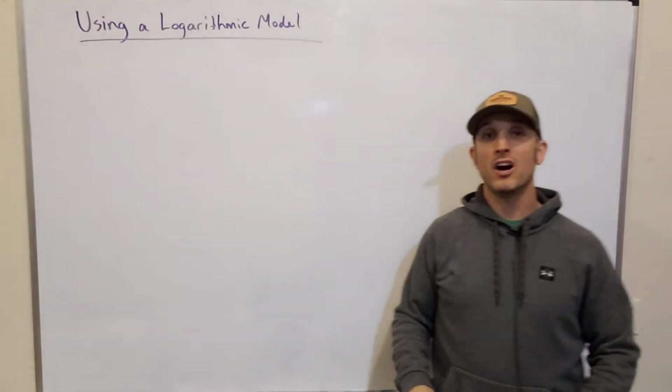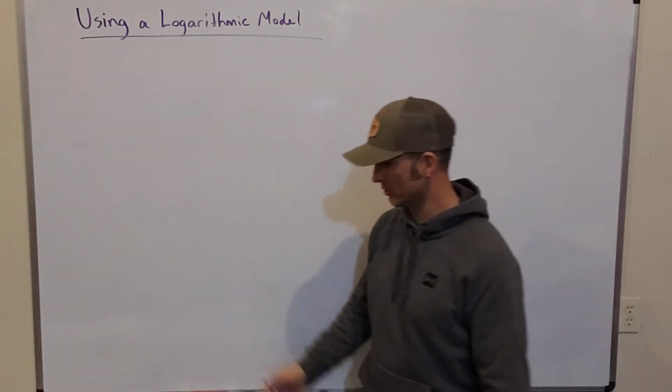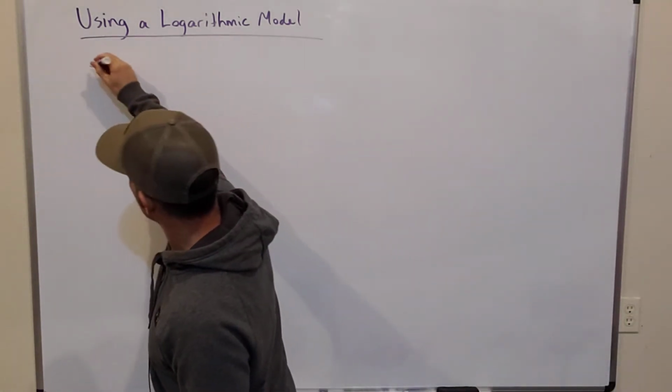Now we look at another nonlinear model for real-life behavior. We're going to look at a logarithmic model. And we'll begin by looking at the shape.